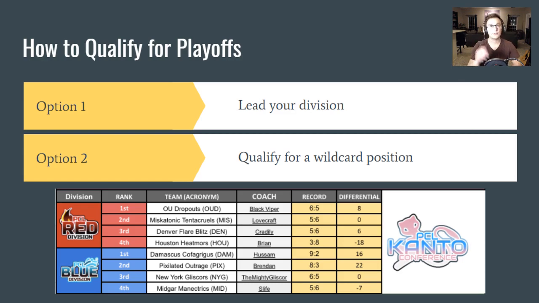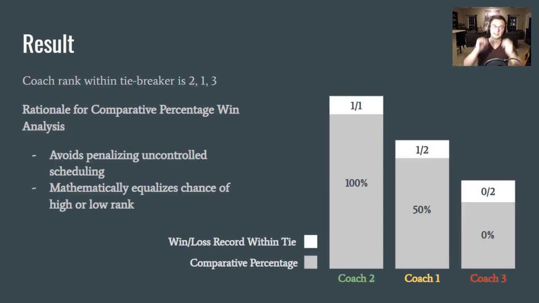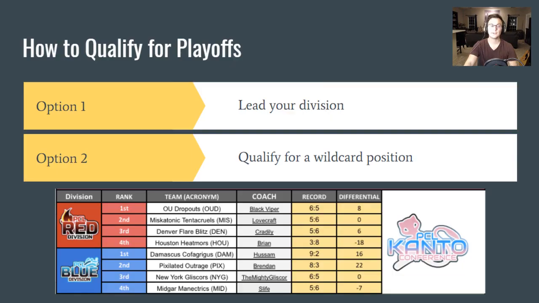Okay? Now, you can imagine a scenario in which Gliscor was actually 5-6, tied with Slife, Lovecraft, and Cradley. What do we do in that example? We do a comparative percentage win analysis. We put them all together in a subgroup head-to-head. We determine their percentage win success rate as between each other, and we put the top one on top, and that's the one who gets the wildcard position. That's the best way to do it. That CPWA is a standard rule that exists across the entire system. It should be known and loved, and everyone's going to get it in their heads.